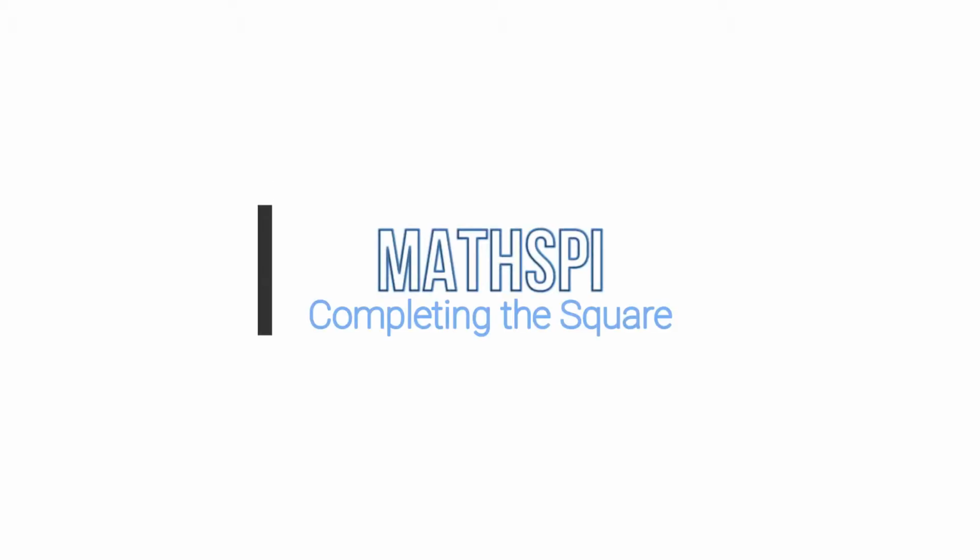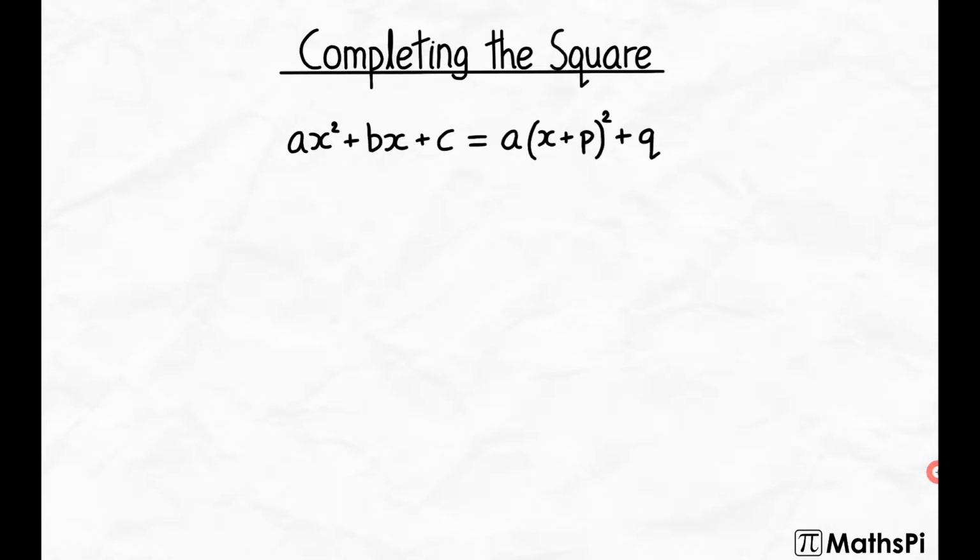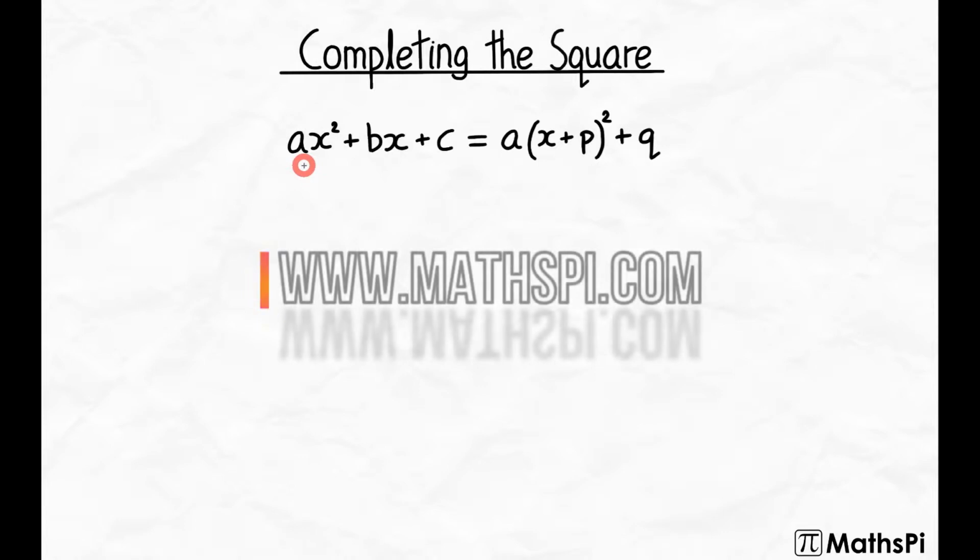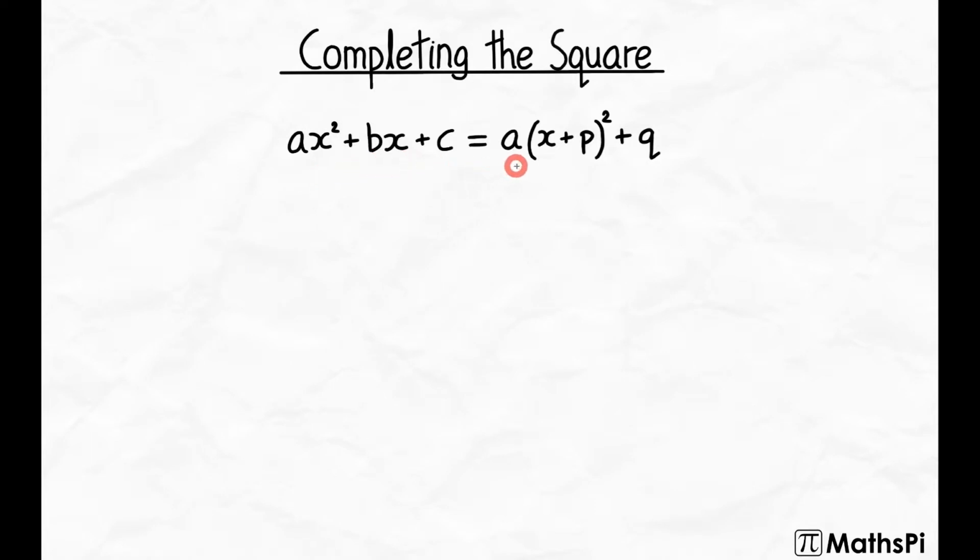Hi there, this is Mohammed from mathspy.com, and on today's video we're going to be going through completing the square, and specifically more difficult examples that involve the coefficient a being bigger than 1 in front of the x squared term, things like 3x squared, 5x squared and so on. I'll be showing you how to put it into the correct form by the process of completing the square. So let's go straight into an example.